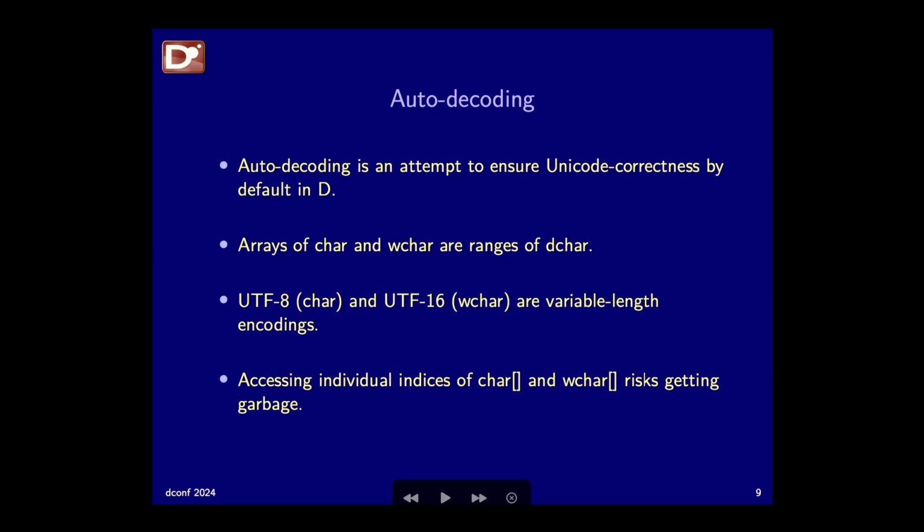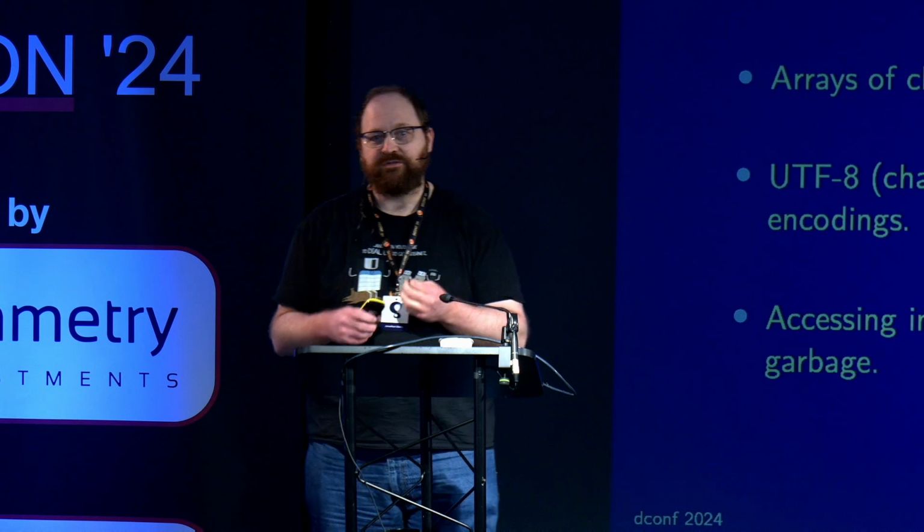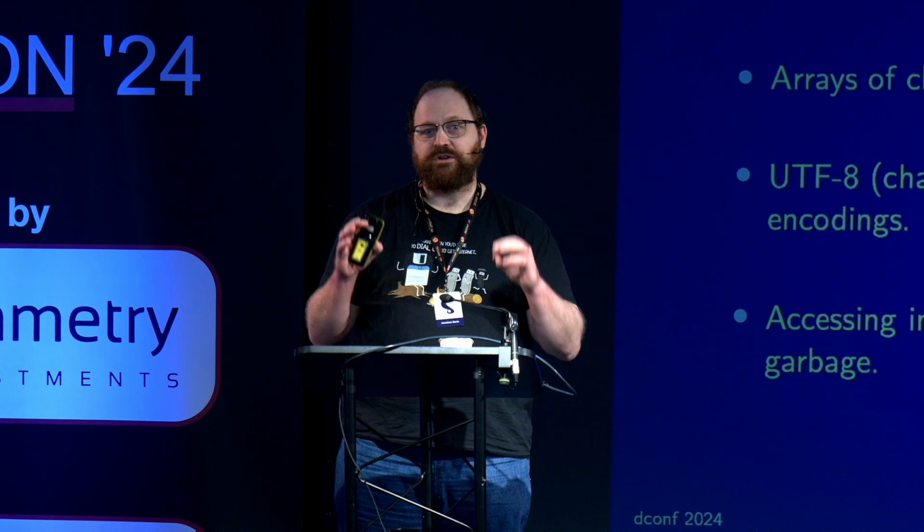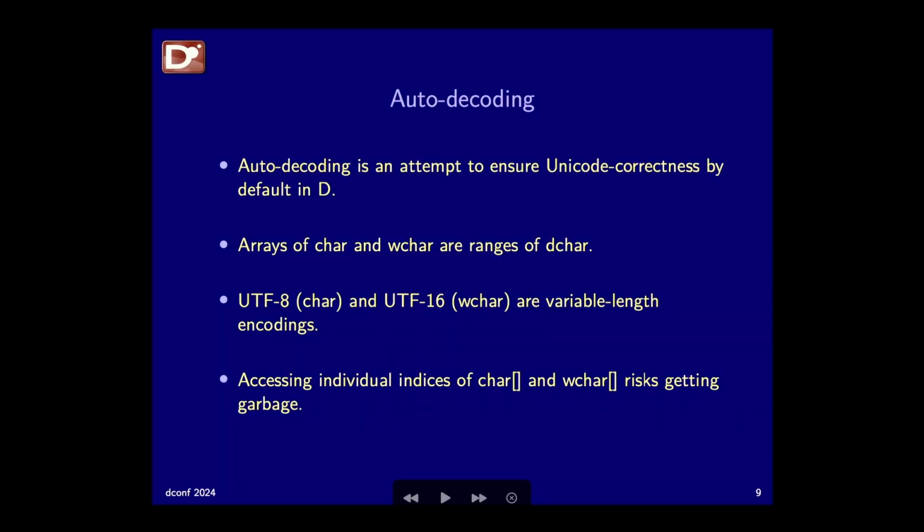But essentially, what it's trying to do is ensure Unicode correctness by default so that you don't have to worry about all the complications of Unicode. Your code is just Unicode correct and it works. Functionally, what this means is that arrays of char and wchar are treated as ranges of dchar. Char is UTF-8, wchar is UTF-16, dchar is UTF-32. They're all different encodings of Unicode code points. And in UTF-32, each element is guaranteed to be a full code point. That is not the case with char or wchar because UTF-8 and UTF-16 are variable length encodings.